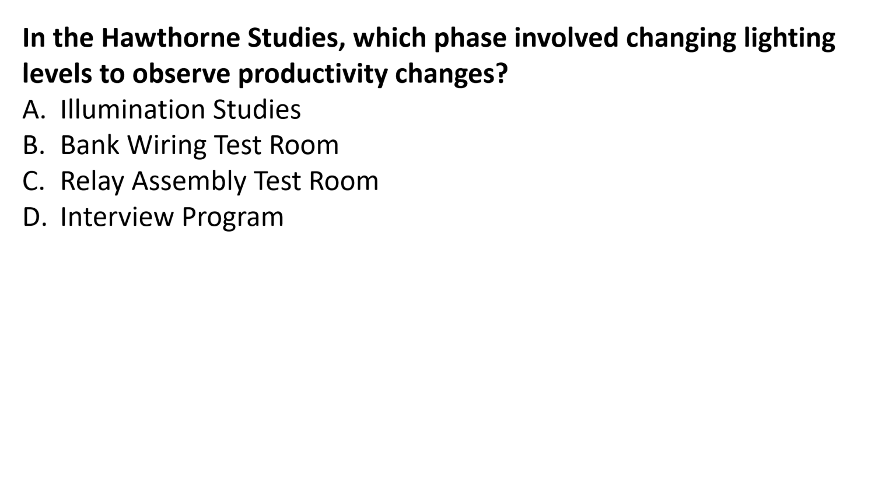Next, in the Hawthorne studies, which phase involved changing lighting levels to observe productivity changes? A. Illumination studies. B. Bank wiring test room. C. Relay assembly test room. And D. Interview program. So the right answer is option A. Illumination studies. Clear?